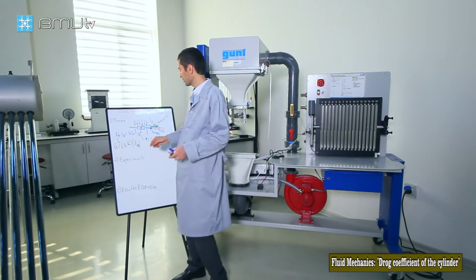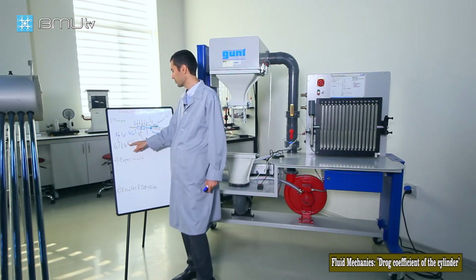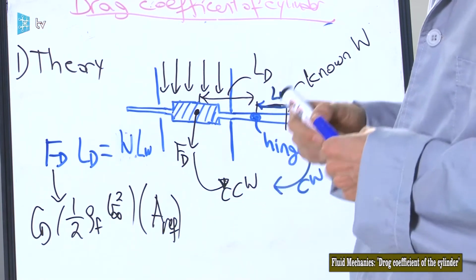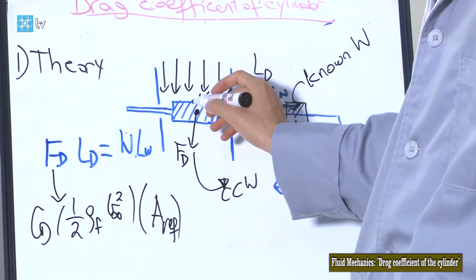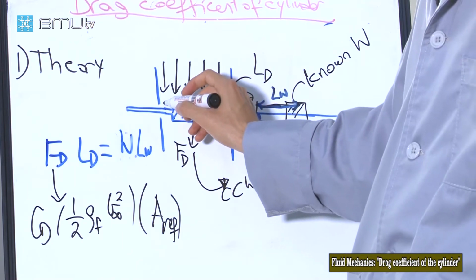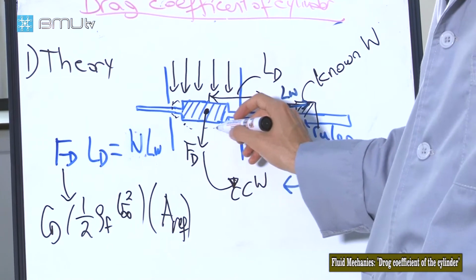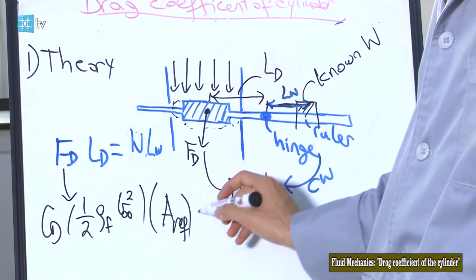I will find V infinity from the manometers, which I will show. The density is the density of the air, and then the reference area. If you look at the figure here, we will have three areas. The one is this one. This part is also exposed to flow. This part is also exposed to flow. This part is also exposed to flow.